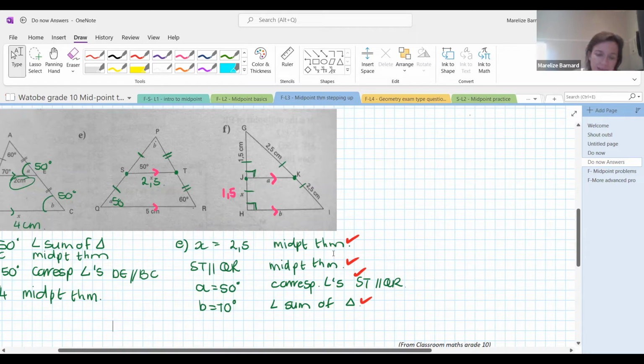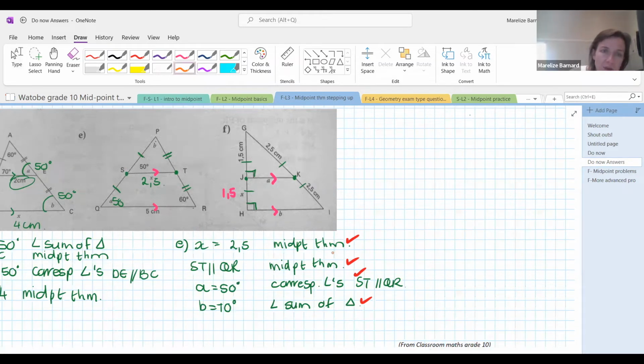And then we can go to A actually, because A is going to be equal to the 50. That's because of corresponding angles, ST parallel to QR. And then lastly, we can do B in the big triangle with the 50 and the 60, and that's 110, so we're short 70, so B is 70, angle sum of triangle. Okay, so that was a little 4-mark question to solve for all of those with reasons.